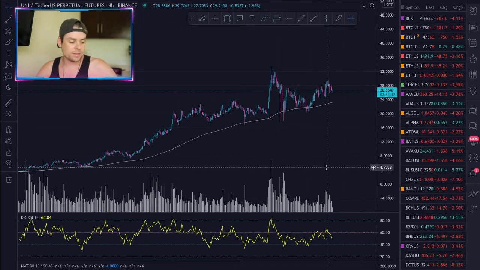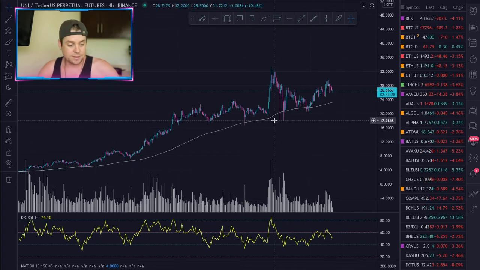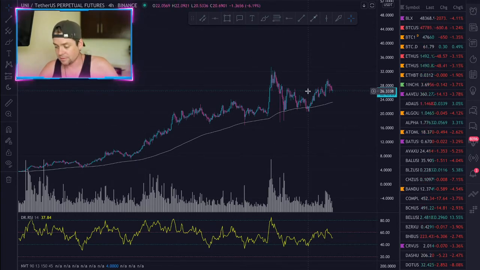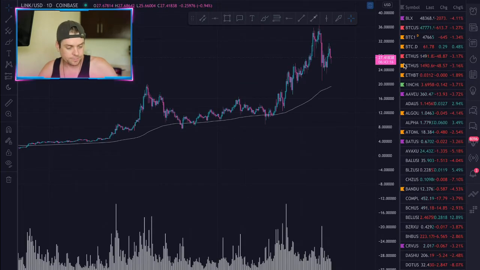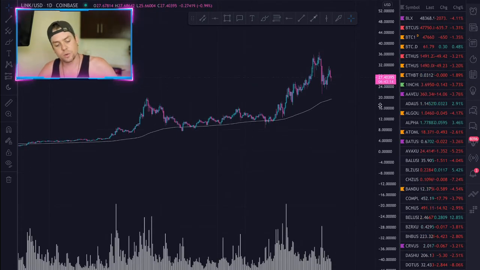Sushi was released after Uni, so they could be on the same sort of adoption trajectory, and they just may be in different places. So you could expect this large pump inside of Uni. All right, so we're going to go ahead and take a look at Chainlink as well, because this one's kind of an interesting story right now.